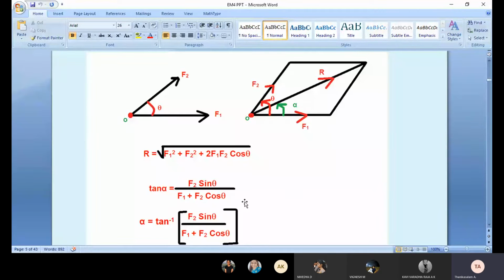What is the use of the parallelogram law? When only two forces are acting on the body, we can find the resultant. It's called the parallelogram law.